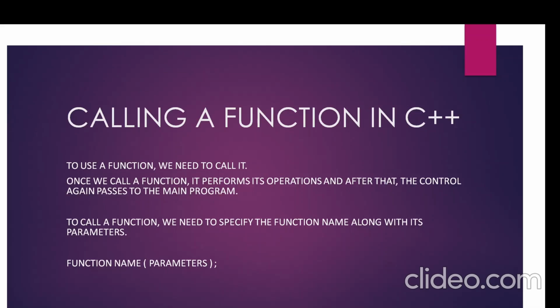Hello everyone. Now I am going to explain about calling of a function. To use a function, we need to call it. Once we call a function, it performs its operations and after that the control again passes to the main program. To call a function, we need to specify the function name along with its parameters. That is the function name followed by brackets inside which we write the parameters of the function and then a semicolon. Let us understand this through an example.